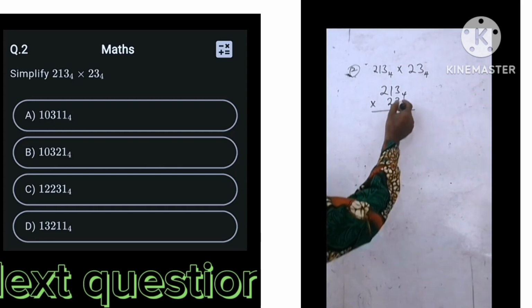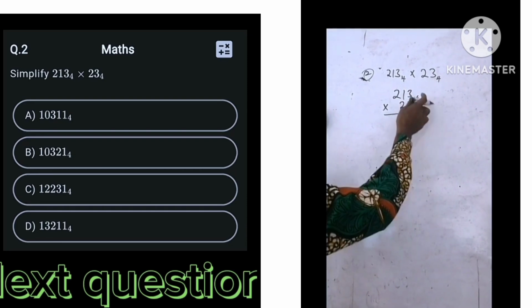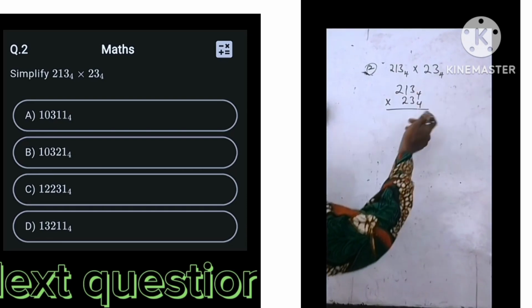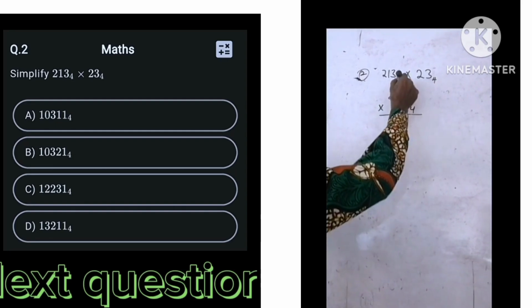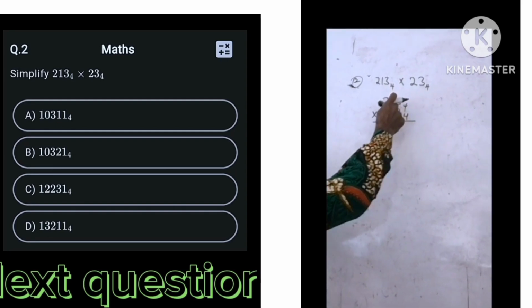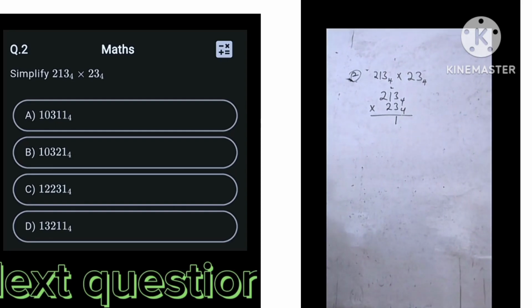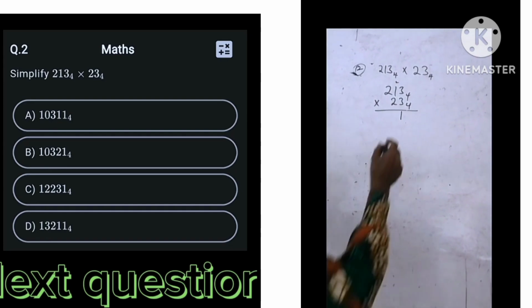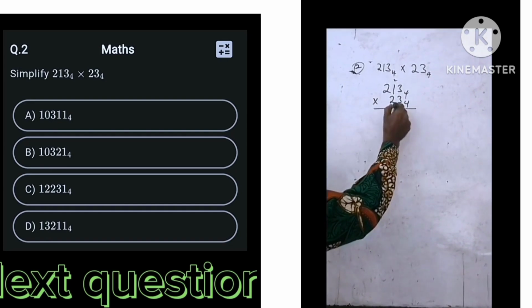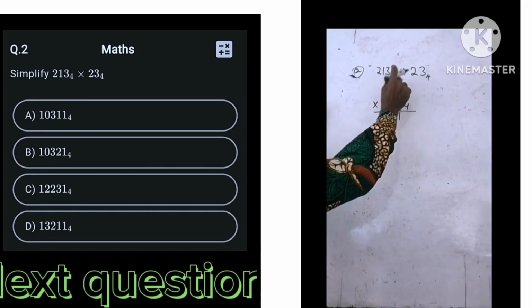So at this point, 3 times 3 is 9. It's more than the base 4. So 9 divided by 4 will give us 2, remainder 1. So I'll write down 1, carry 2. 3 times 1 is 3 plus 2, that is 5. 5 is bigger than 4, so I'll divide it by the base 4. That will give me 1, remainder 1. The remainder, write it down, carry the 1.